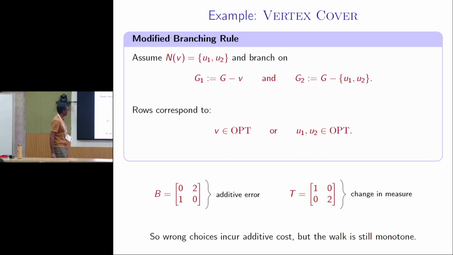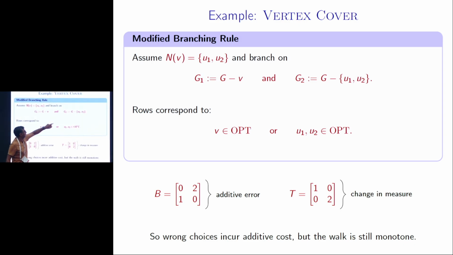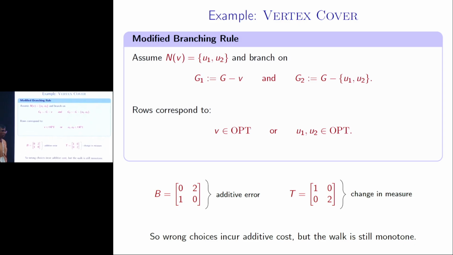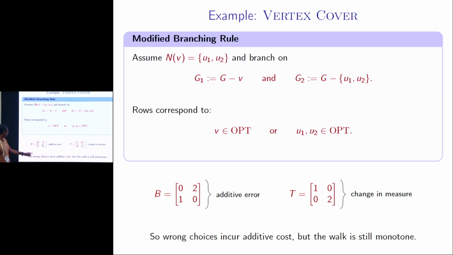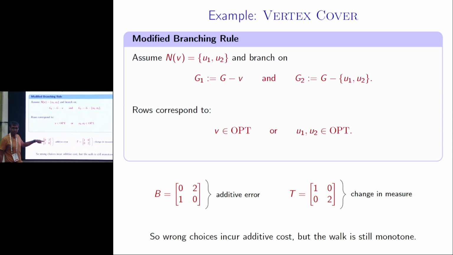Okay? So for example, look at this branching algorithm where you picked V and where you picked U1 and U2. Okay? Now what do these rows correspond to? Row corresponds to V being in opt. Right? So look at if V is in opt and you decided correctly, then the error is 0. But if you decided wrongly, then the error is 2. Similarly, in the other branch, if you decided that both should be in the solution, but you decide to pick V, error is 1. And this shows the change in measure.